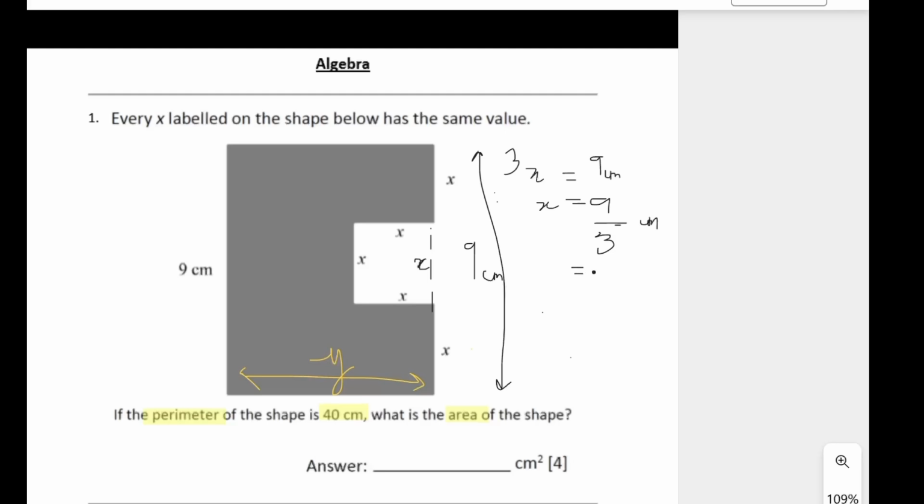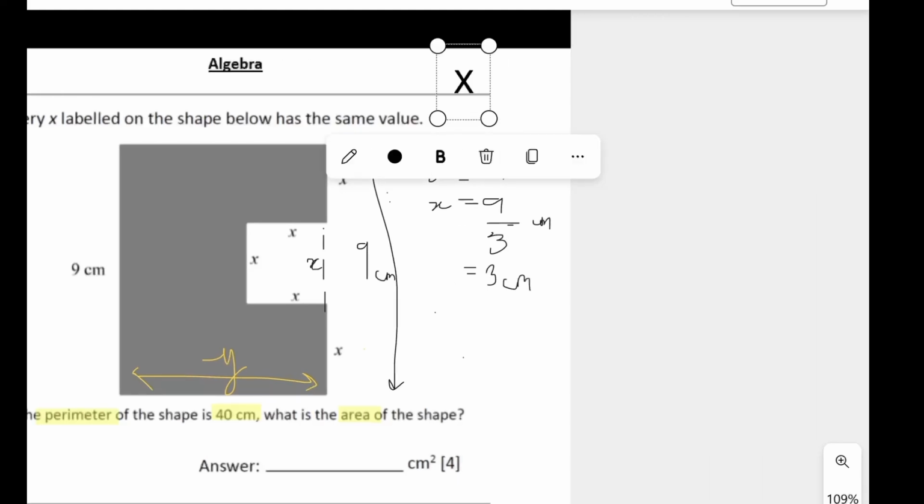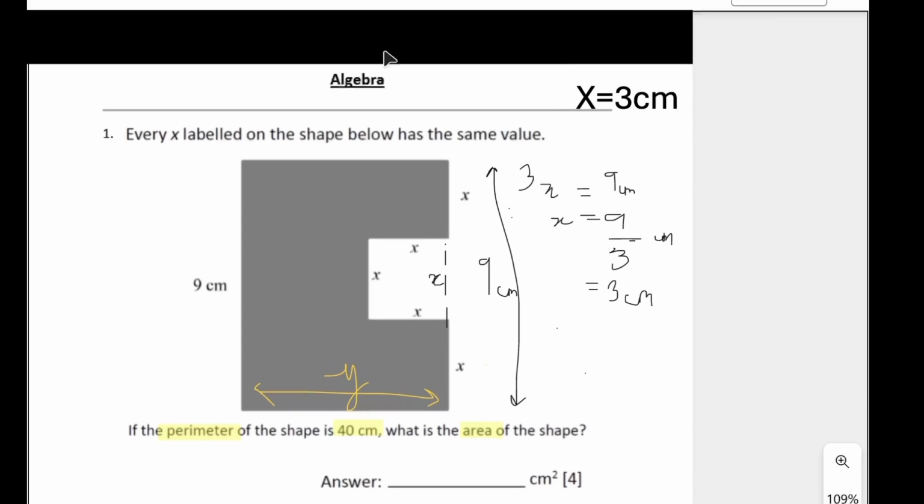So x is equal to 3 centimeters. Good. Now that we know x is equal to 3 centimeters, let's put that over here, just so we remember. X is equal to 3 centimeters. Great. So if we know x is equal to 3 centimeters, let's fill in our missing measurements.